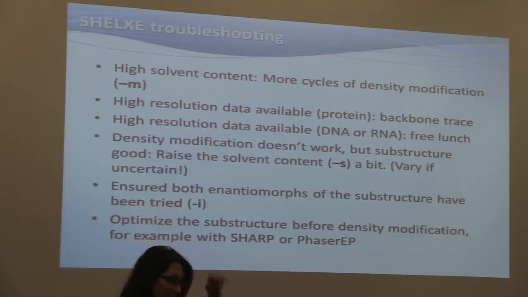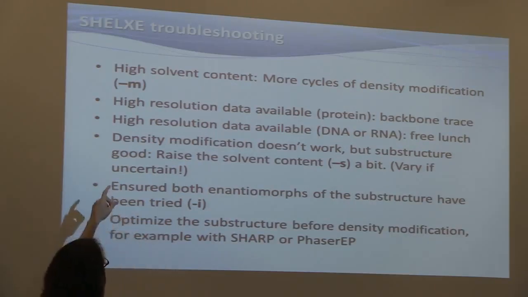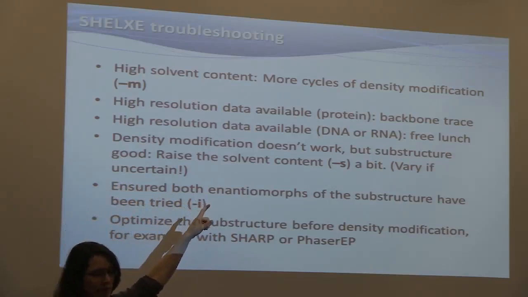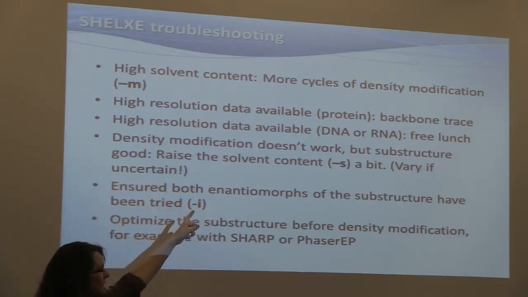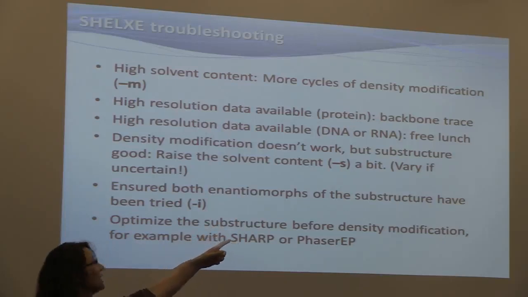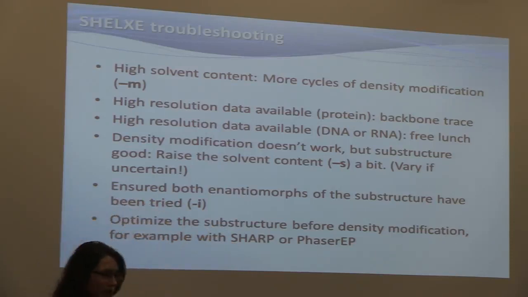if you have high solvent content, you want to have more cycles of density modification. If you've got high resolution data, better than 2.5 angstrom, you can do a backbone trace. If you've got high resolution data for DNA, RNA, you can do free lunch. But if the density modification doesn't work, but you're trusting the substructure because it looked good, try to raise the solvent content by 5 or 10% and try again.